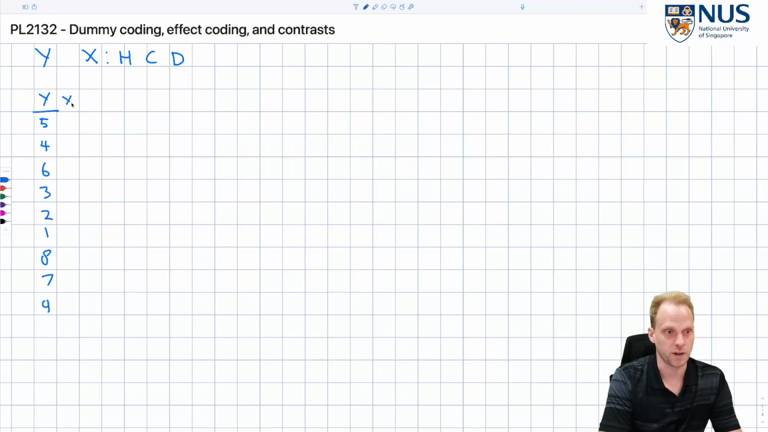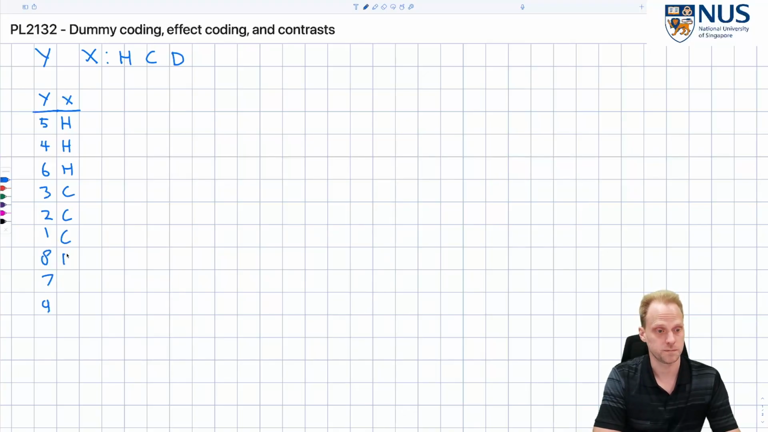Now let's also say we have an x variable. And the x in this case is categorical. So we have hamsters. Let's say the first three subjects are hamsters. The second three subjects are cats. And the third three subjects are dogs.